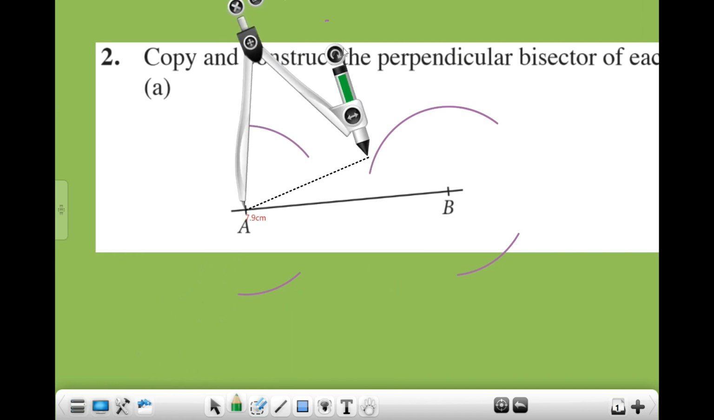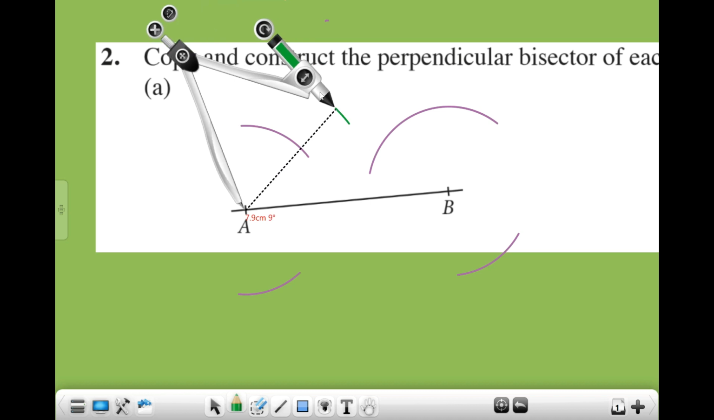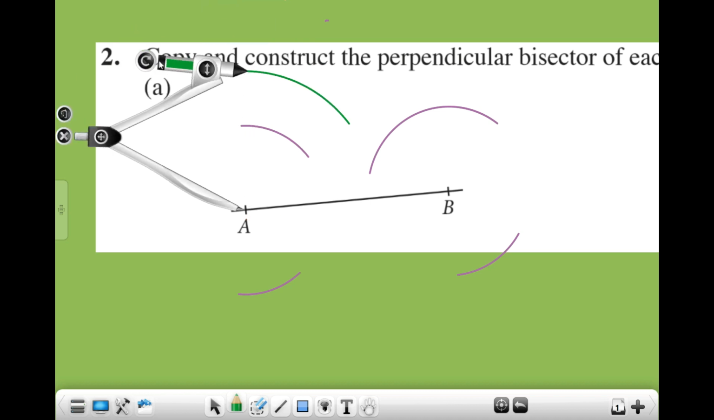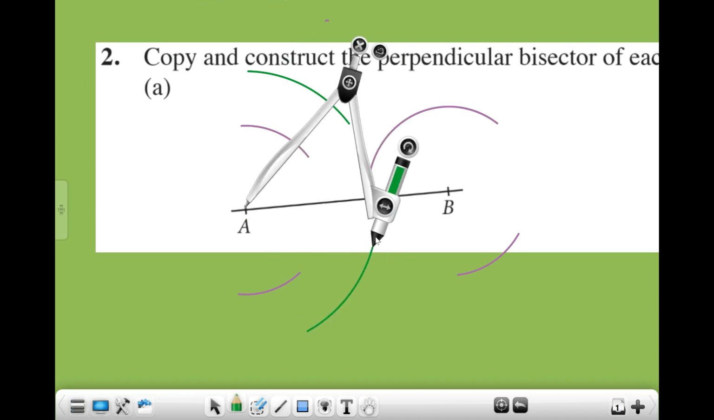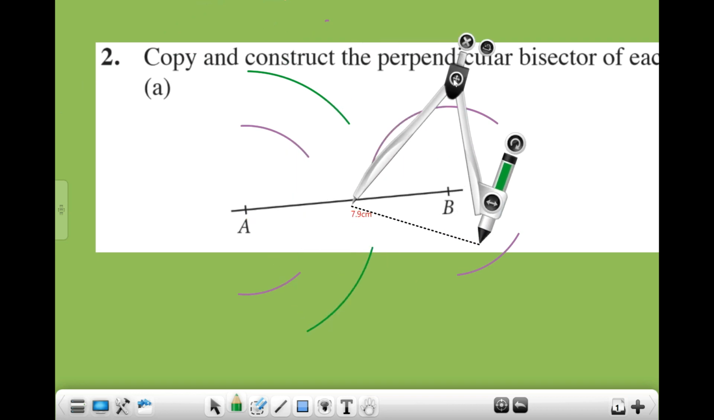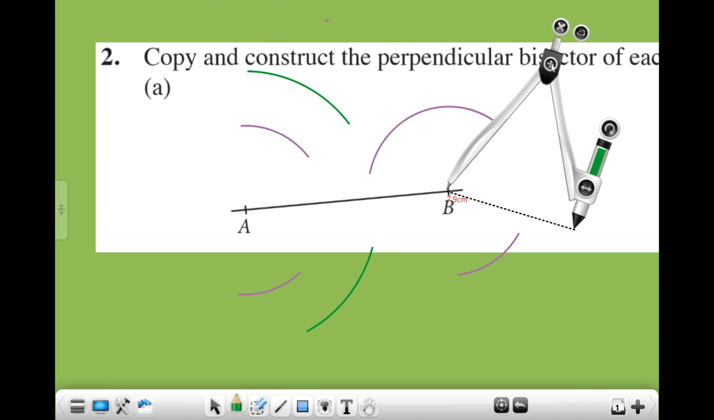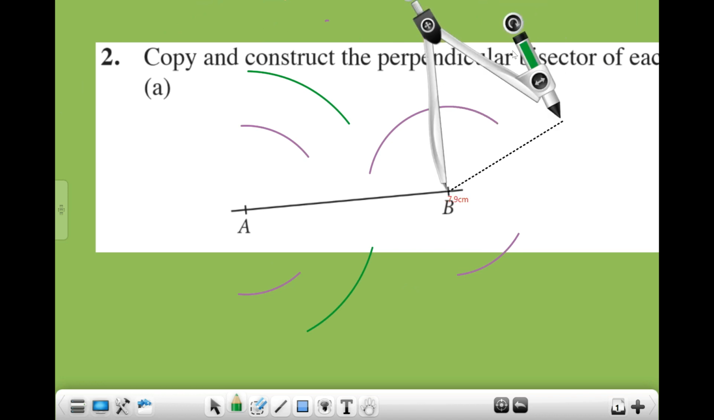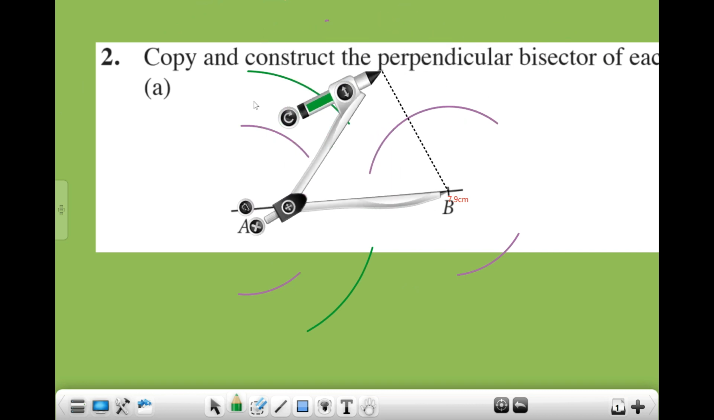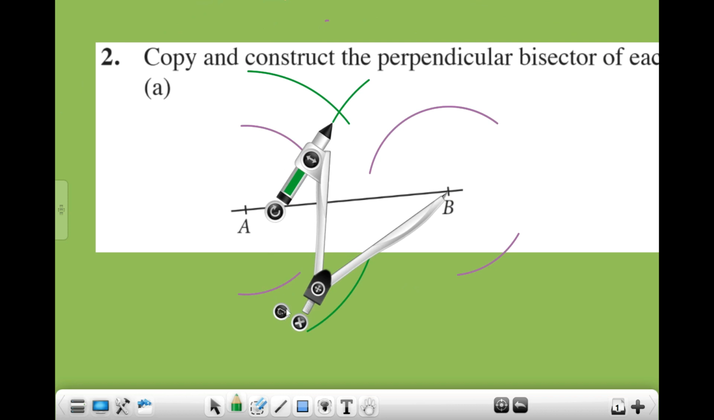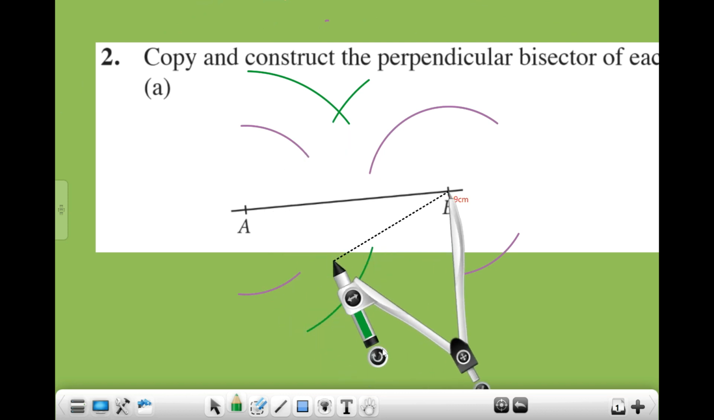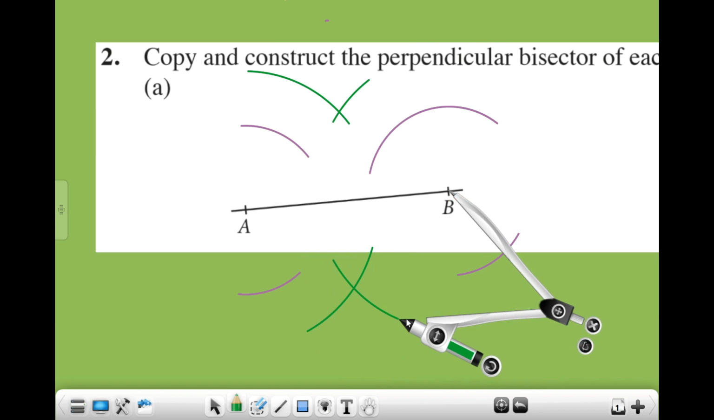Above, I move it down. I draw one arc here. And then I remove it without altering the size. I put it on point B. So I turn it again. And I draw the arc. Turn it again. And I draw the arc. You see? These two arcs, we have intersecting point.